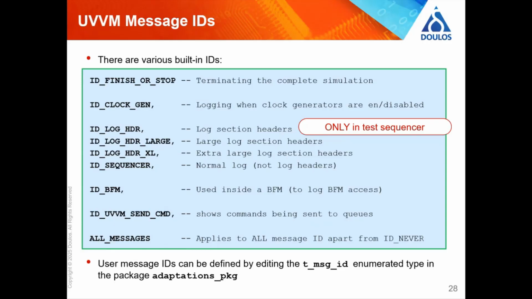I promised earlier that I'm going to give you a list of UVVM message IDs. Well, here they are, aren't they exciting? You can express what kind of message it is. So it's not where it is in the hierarchy exactly. It's not how bad it was. It's philosophically what kind of message it was. So is it from a BFM? Is it from the sequencing tests? Is it a header message? This sort of thing. So you can give these message IDs, and UVVM also allows you to add your own by just adding them to the enumerated type in the adaptations package.